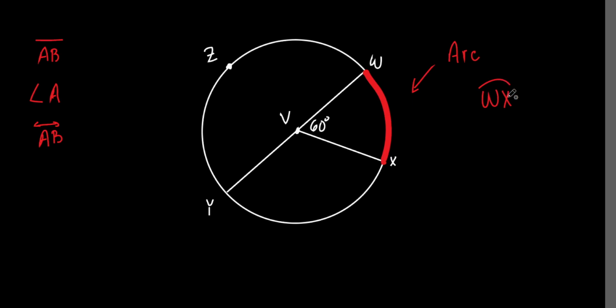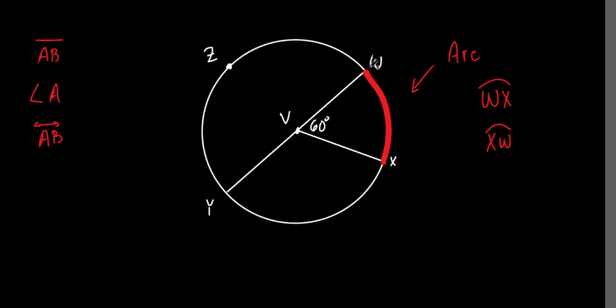It goes from WX, or it could go from where? From X to W. That would be the same exact arc. Wouldn't be any different. Just like line segment AB is the same thing as line segment BA. Line AB is the same thing as line BA. Everybody with me? All right, so that's what we have right there. So that's pretty good. Here's something that's kind of interesting. How do we measure an arc? Well, let me ask you this.